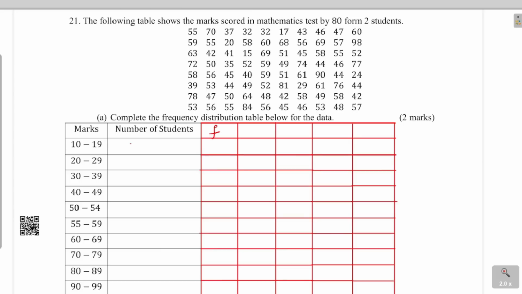So let's go to the first part, where we are supposed to complete the distribution table for the data. We are going to indicate the tally here and the frequency there. So we count. The first class is 10 to 19. Any value from 10 to 19, we identify that. So there's one there.